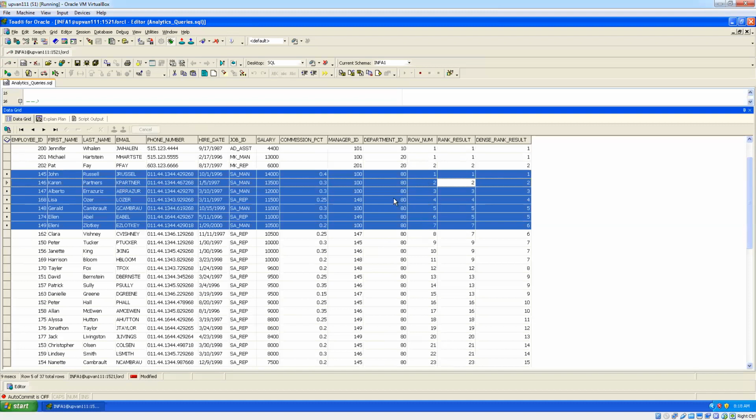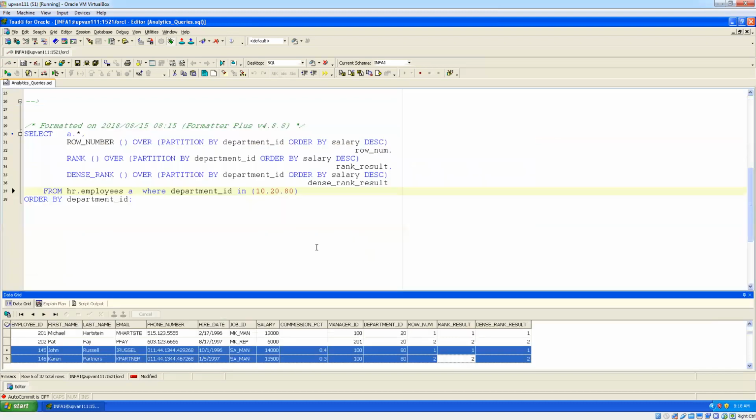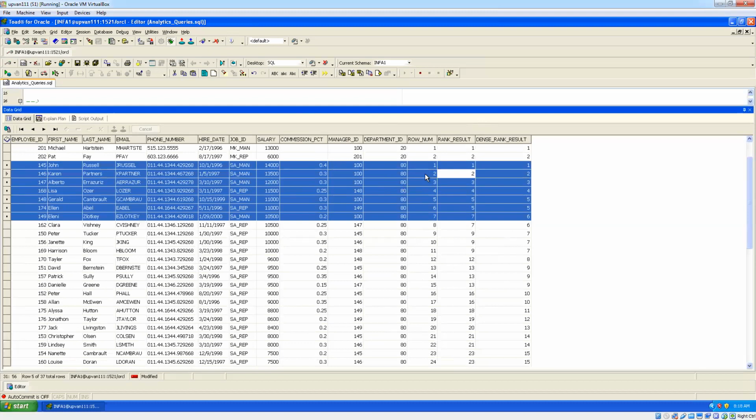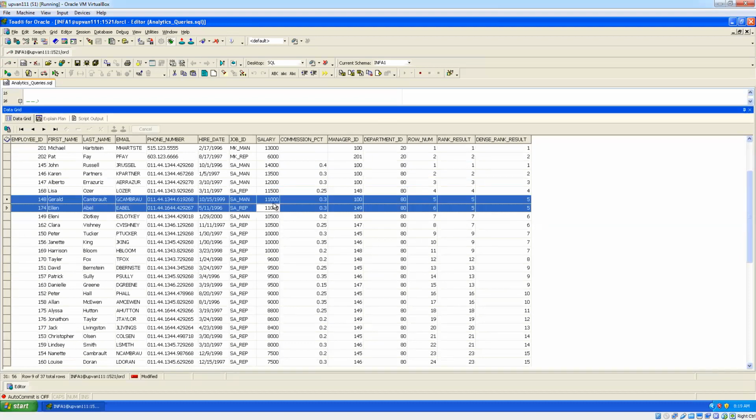On which key have we created the partitions? On department ID. So the arithmetic sequence will continue until and unless the partition has ended. How about rank? Look at these two. Both the salaries are similar, and rank is similar. That's why rank is going to be similar for them.